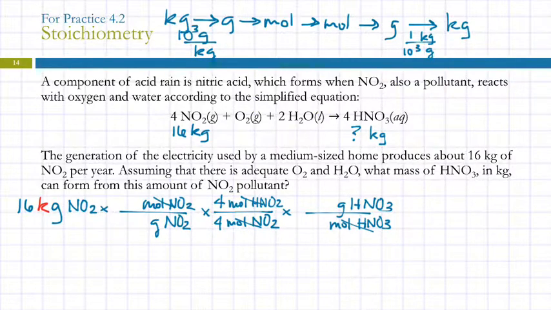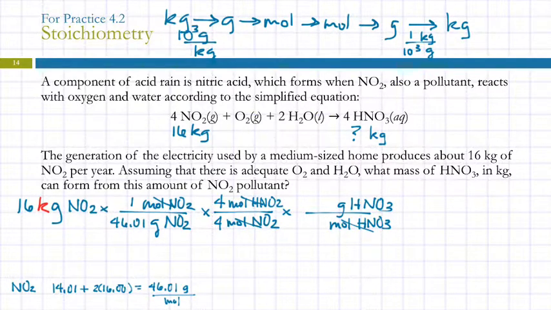So NO2 seems easier, so I'm going to do that one first. So 14.01 plus 2 times 16. This one is 46.01. So that's the molar mass for NO2. So molar mass for NO2 is first. 1 mole is 46.01 grams.